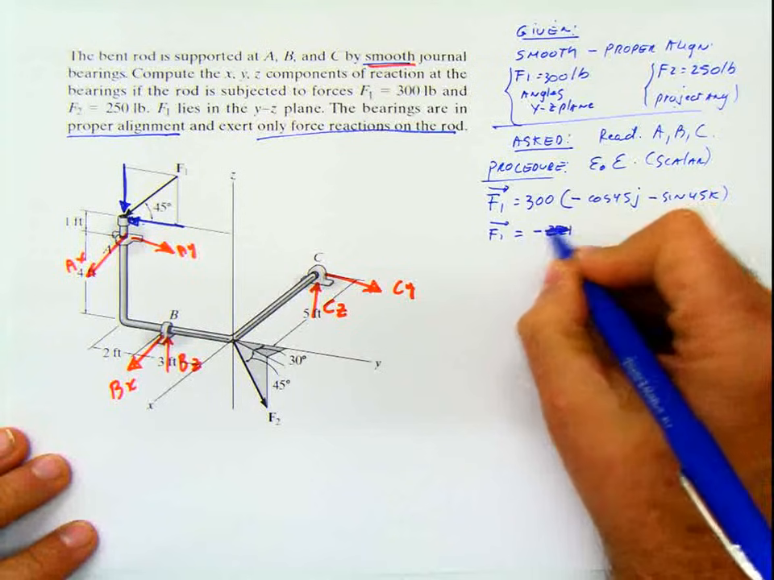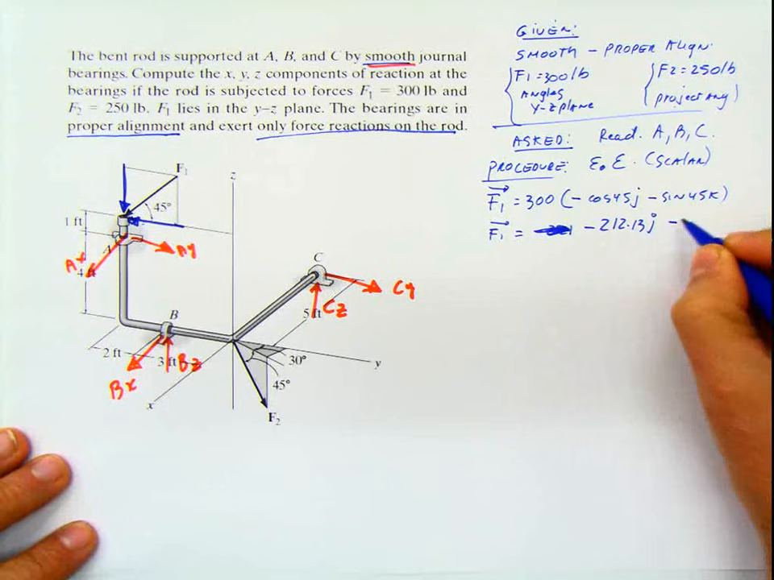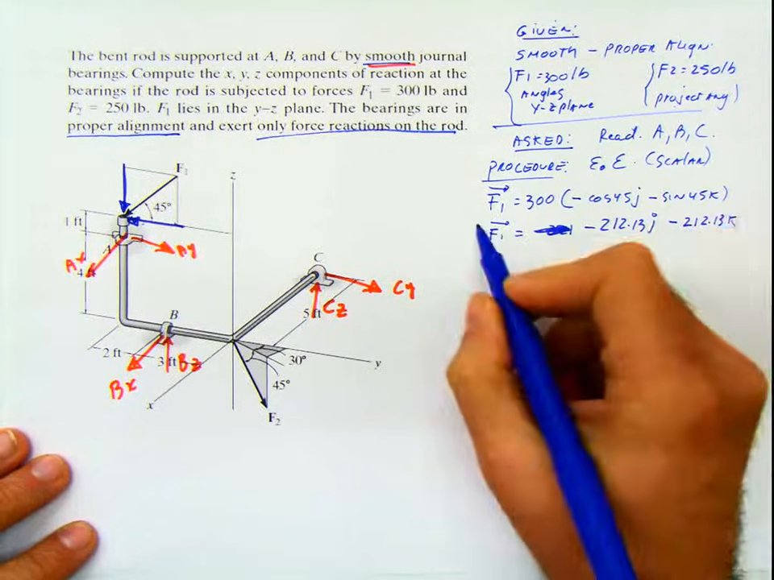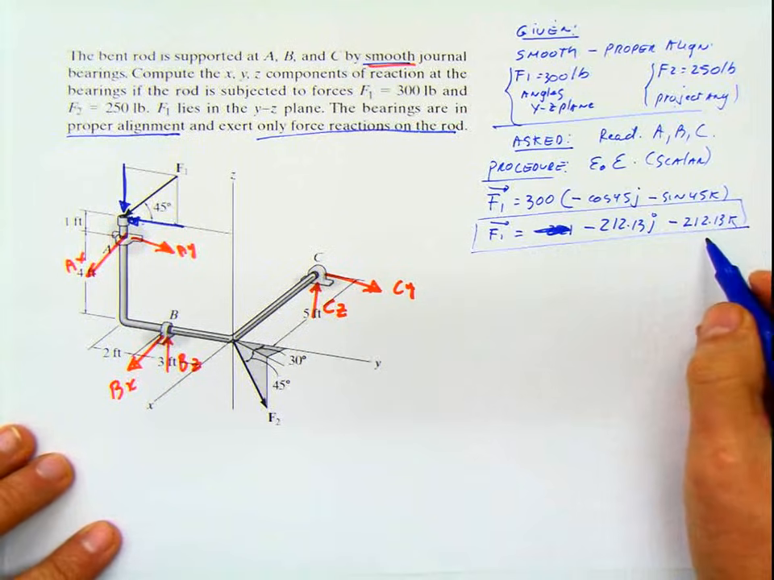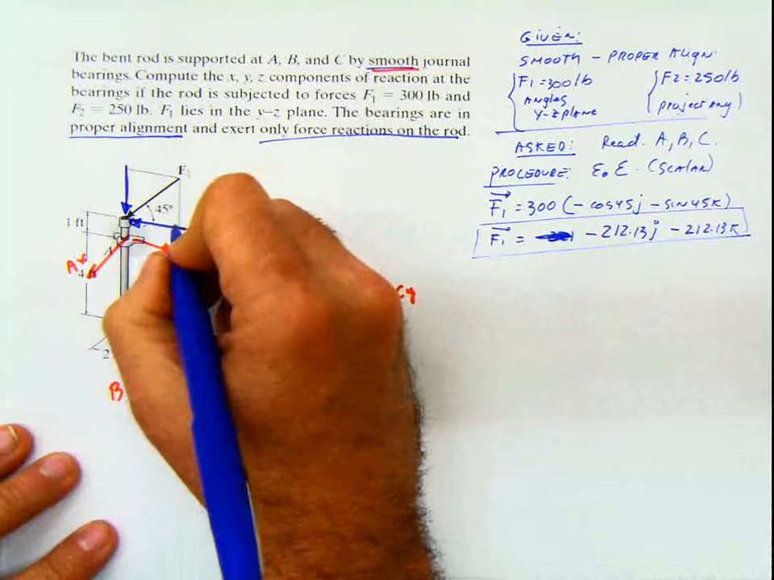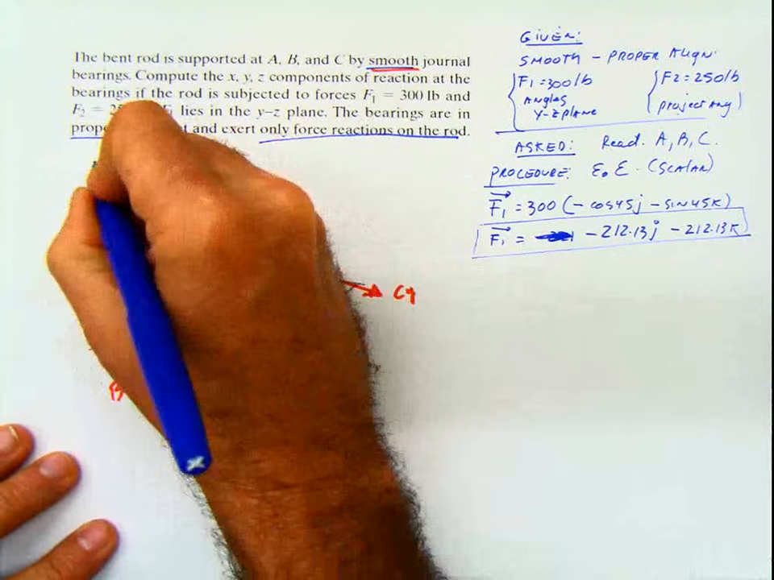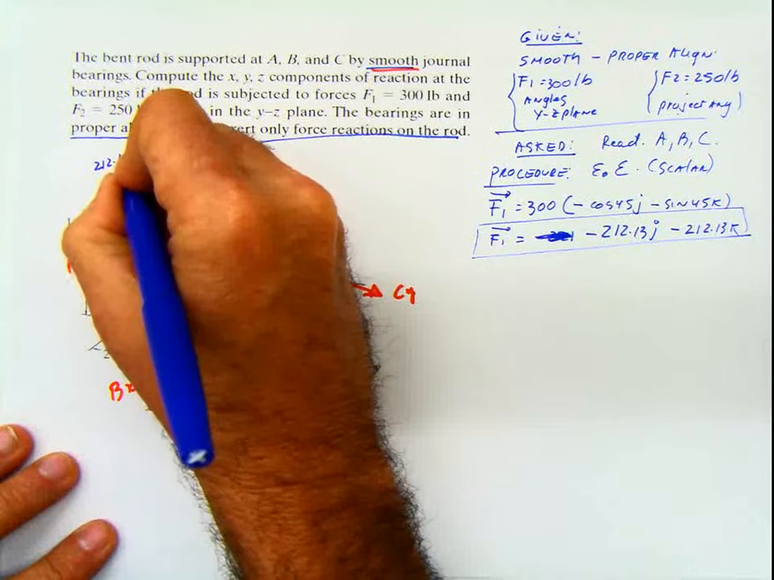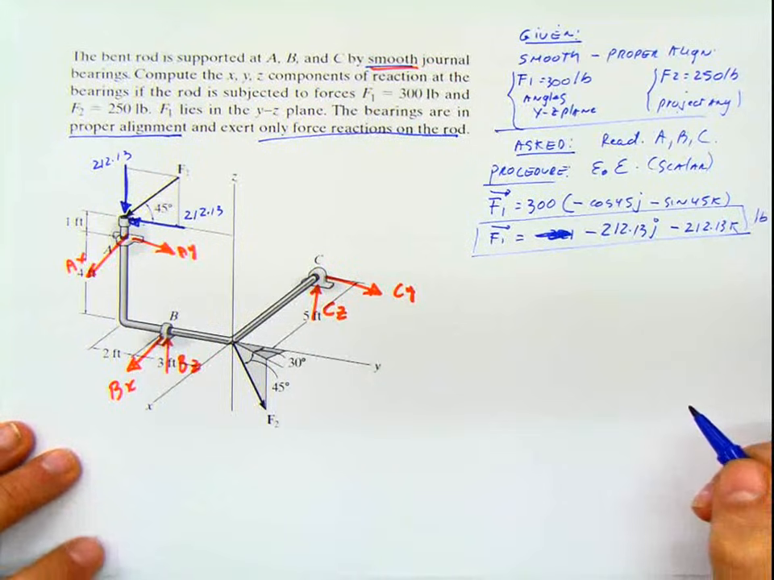212.13 negative J, negative 212.13 K. That's my force F1. I don't need to express this as a vector unless I am asked to, but what I need to know is that this value here is 212.13 and this is 212.13. And remember, the units are pounds. What else?